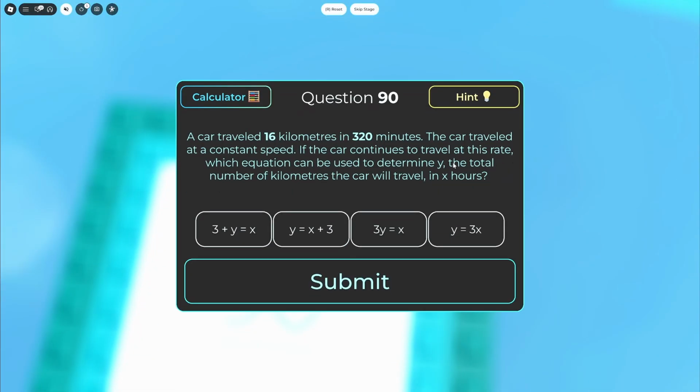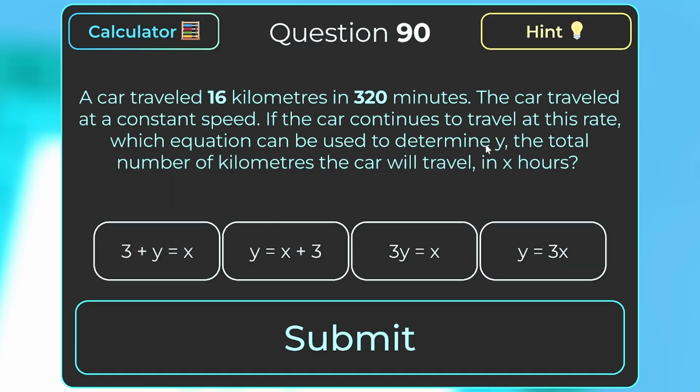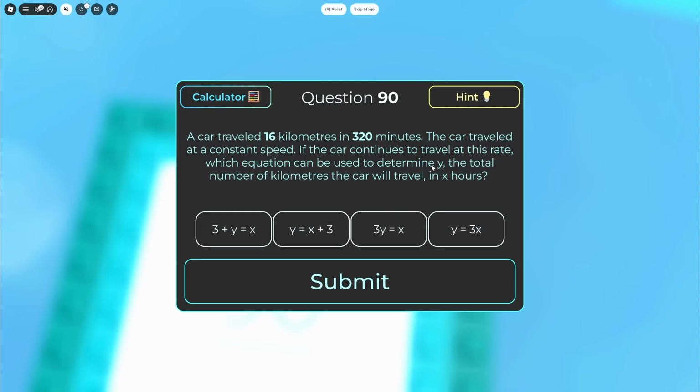Okay. A car traveled 16 kilometers in 320 minutes. The car traveled at a consistent speed. If the car continues to travel at this rate, which equation can be used to determine y? Total number of kilometers of the car. The what? And, oh, in X hours. So we have to figure out the total number of kilometers that the car will travel in an X amount of hours. Kilometers.